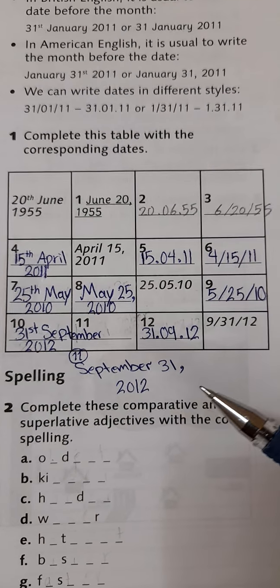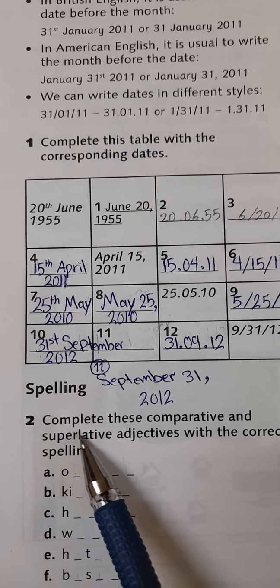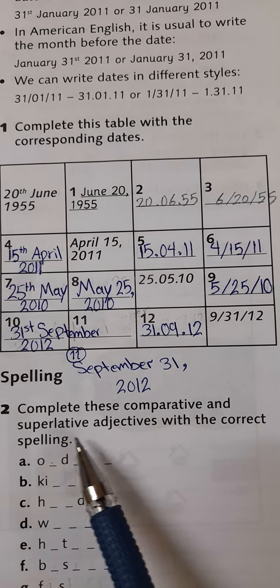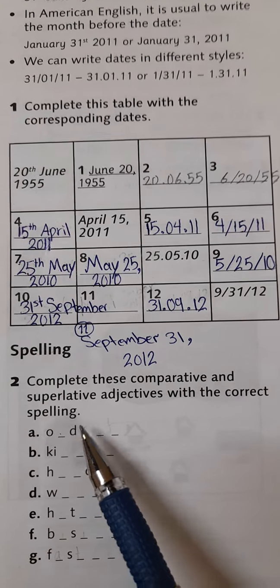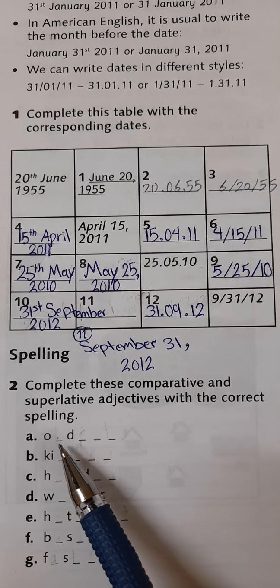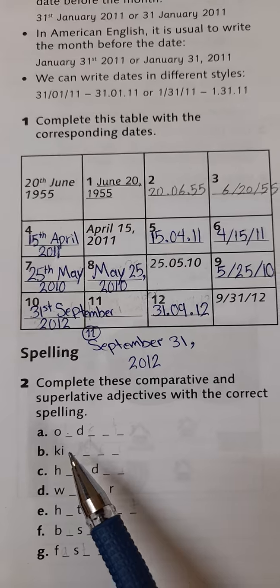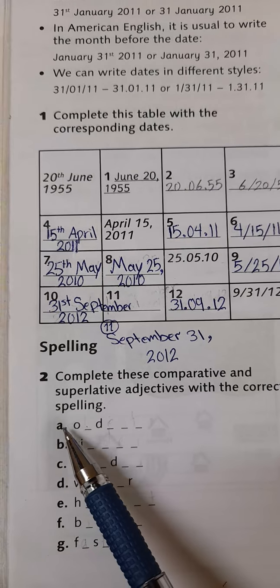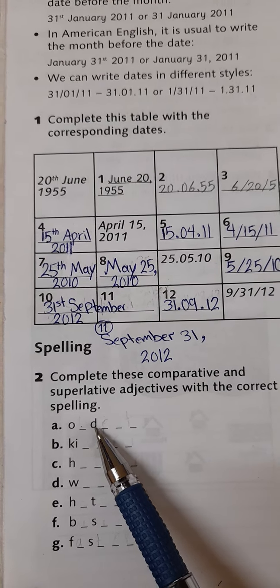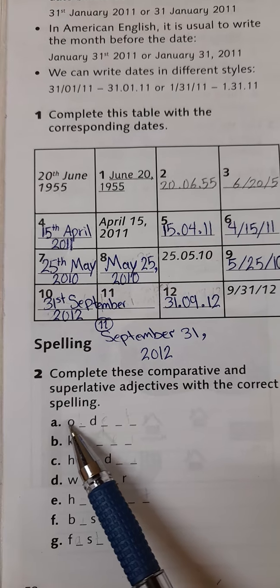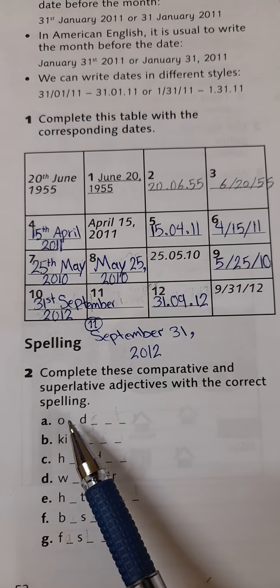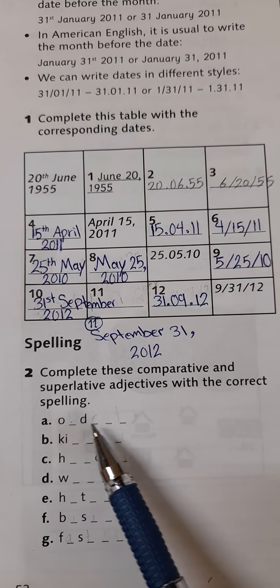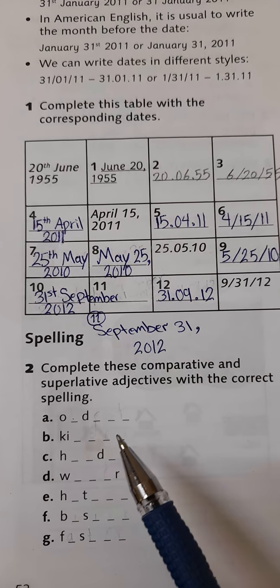Let's look at spelling here. التهجئة. Complete these comparative and superlative adjectives with the correct spelling. رح نكمل صفات المقارنة والتفضيل بالتهجئة المناسبة. We have A, old. Of course, we will write the adjective old, and we have 3 blanks, so we will write oldest.